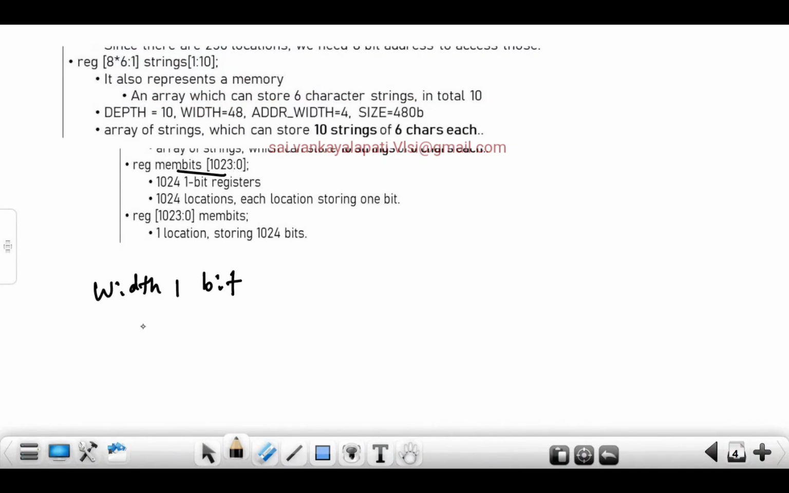And what is the depth? Depth is nothing but 1024. So it is 1024 of what? 1 bit registers. So 1024 locations. Each location stores how many bits? 1 bit. Correct? What is the width here? 1 bit. Are you understanding this?